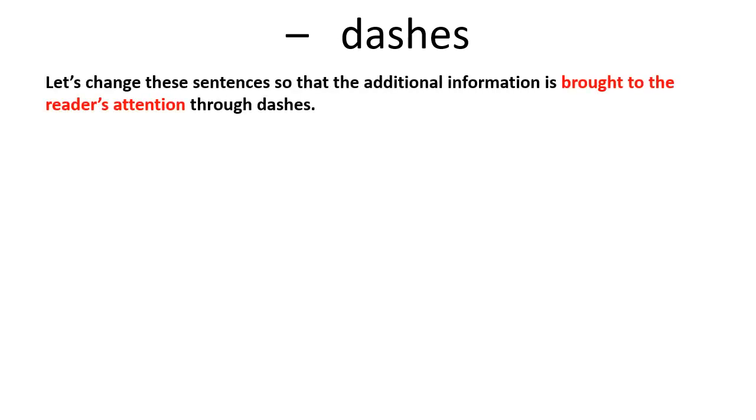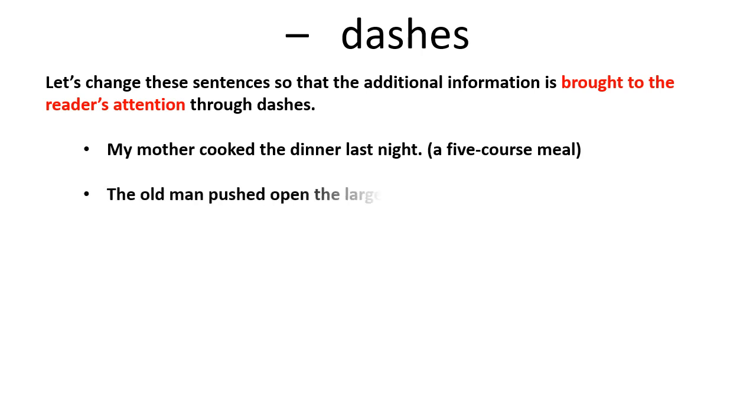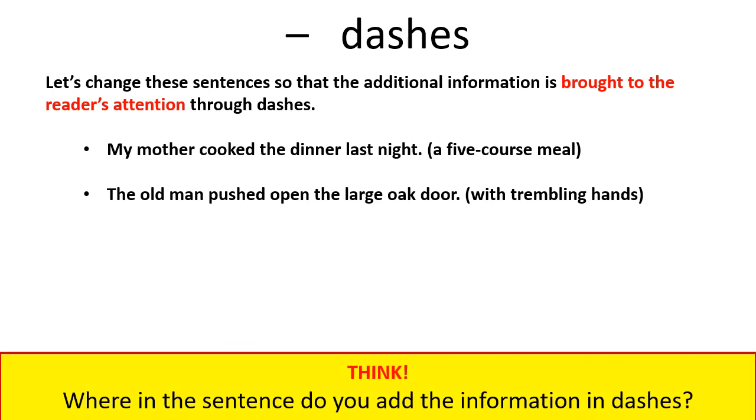So, we're going to change some sentences so that some additional information is not just added to the sentence, like with brackets, but we want this information brought to the reader's attention. Dashes help to bring it to the reader's attention. So, first sentence is, my mother cooked the dinner last night. And we want to add this extra information that when she cooked, it wasn't just something simple. It was a 5-course meal.